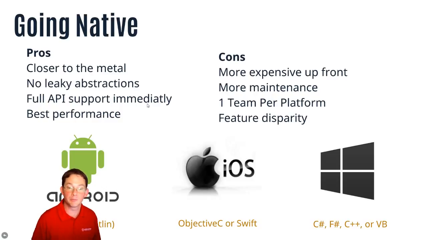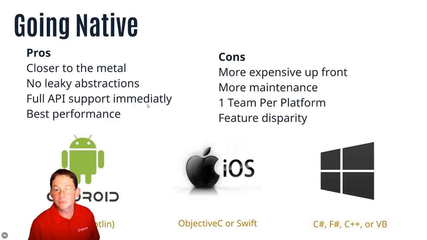The benefits are big. You're really close to the metal. That means you get the best performance. That means you don't have to worry about any leaky abstractions sitting on top of your framework and breaking, because the further you are from the metal, the more likely things are to go wrong, right? So that's really compelling. You also get full API support immediately, and that's potentially beneficial. I'll get into that a little bit more later.